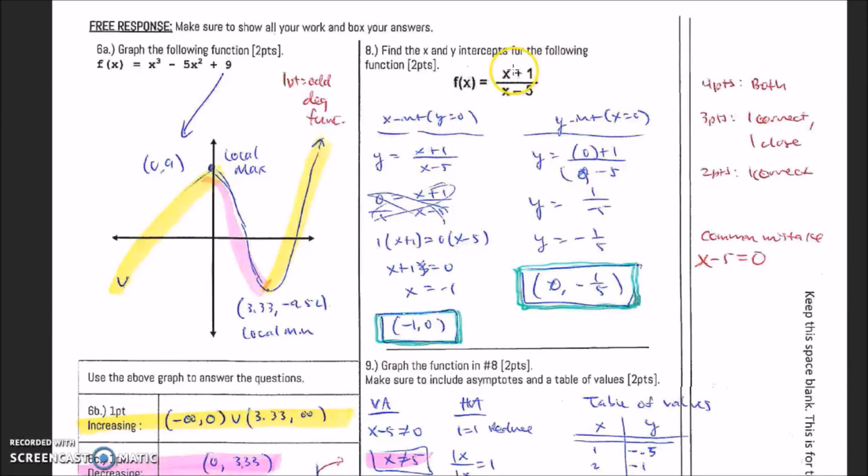Y-intercept, x is equal to 0. Put in 0 for my x's here. You get 1 over negative 5. 0, comma, negative 1 over 5, or negative 0.2 would have been correct. 4 points if both of those are correct. 3 points if one's correct and one was close. And 2 points if just one was correct and the other one's way off.